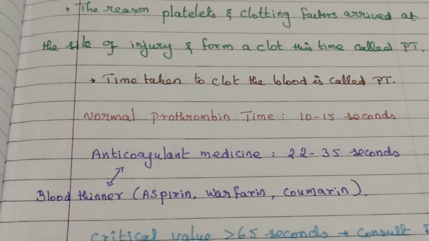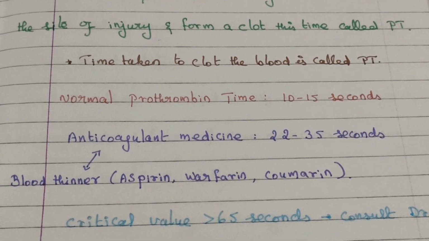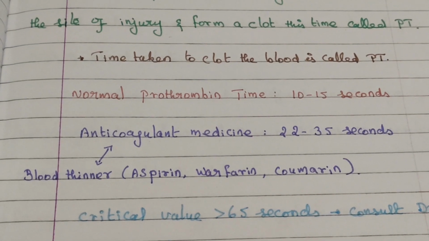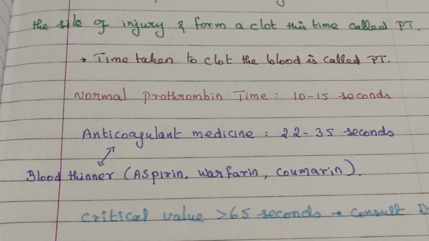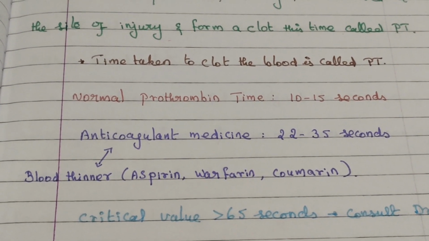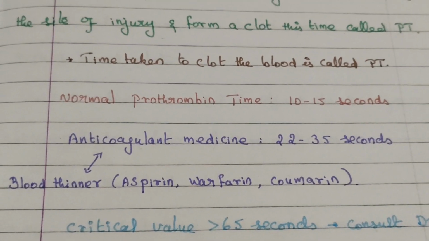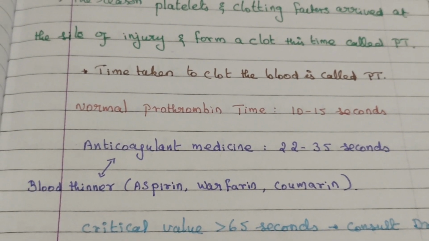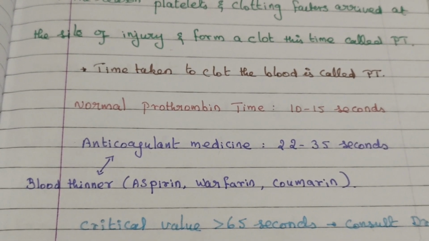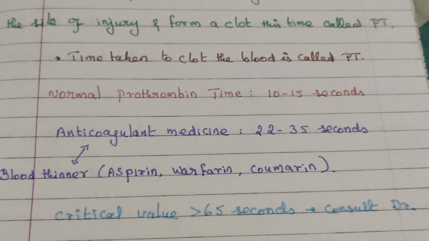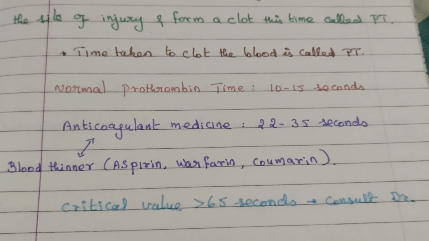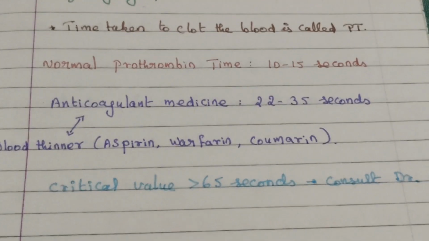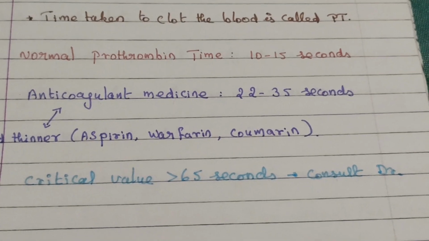So normal prothrombin time is 10 to 15 seconds. For people using anticoagulants or blood thinners like aspirin, warfarin and coumarin, it is 22 to 35 seconds. More than 60 to 65 seconds is considered a critical value, and they should consult a doctor.